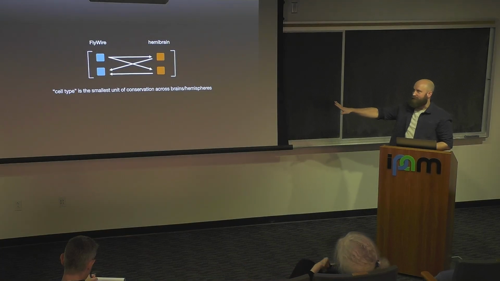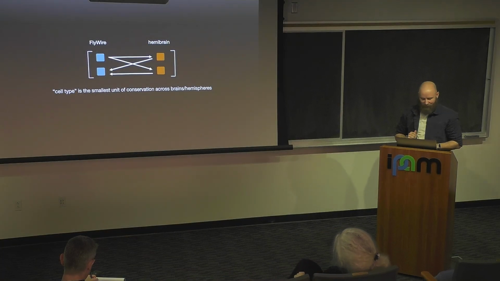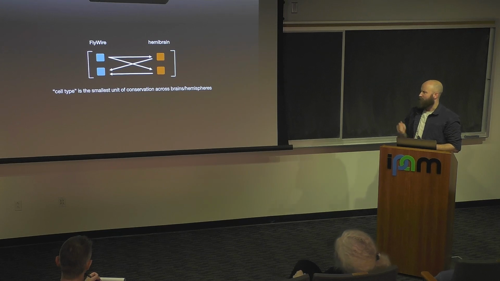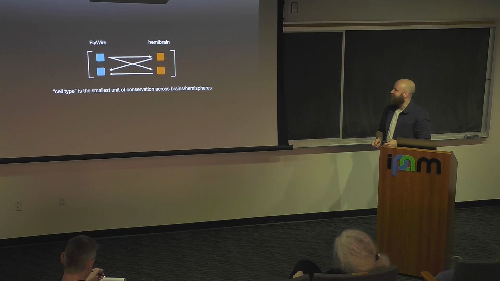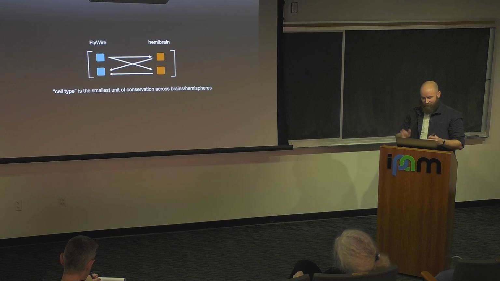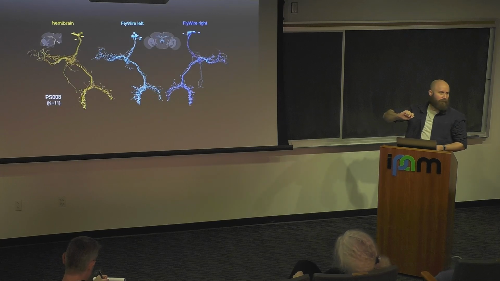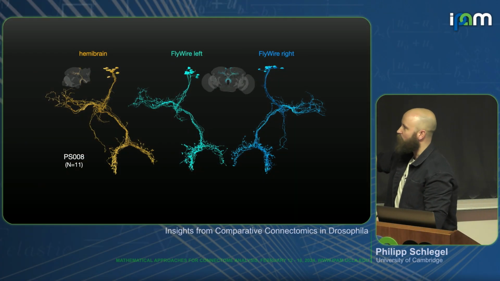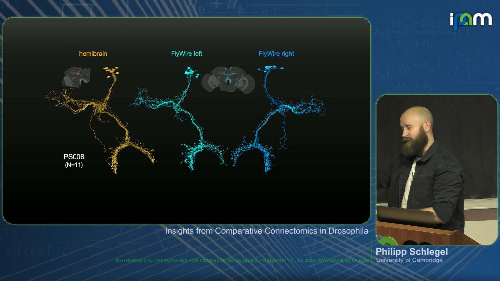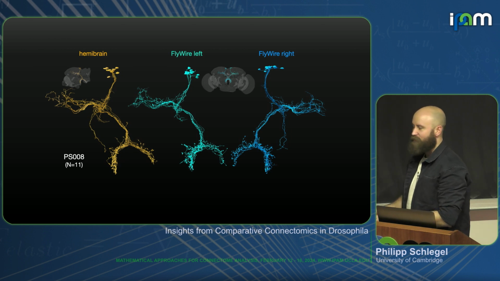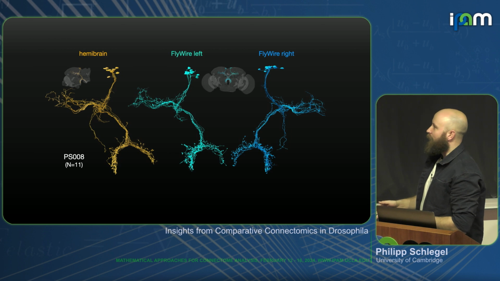Okay, so cell type, for us at least, is the smallest unit of conservation, both, I guess, in this talk, across brains or hemispheres. And this is an example, right? This is just an example of one of the hemibrain cell types, or the cell types that were defined originally in the hemibrain. It's called PS008.